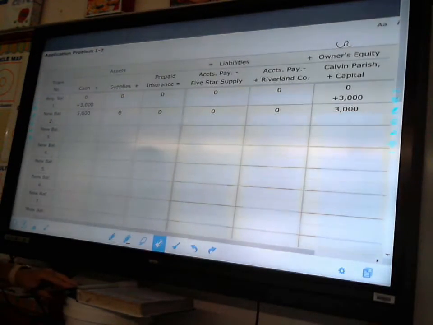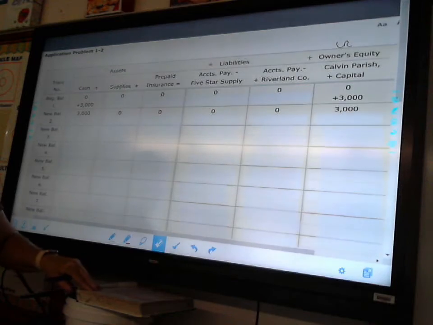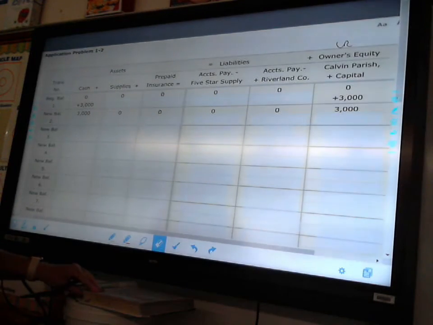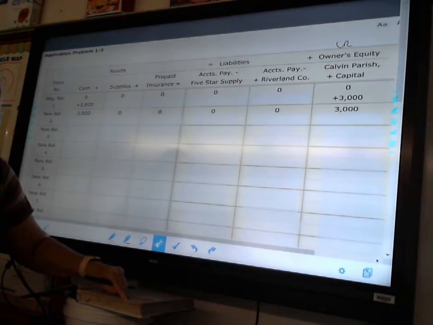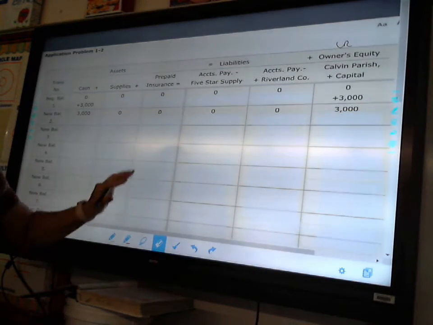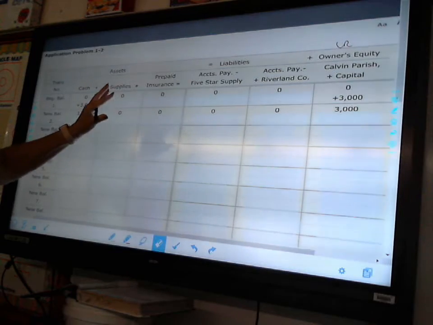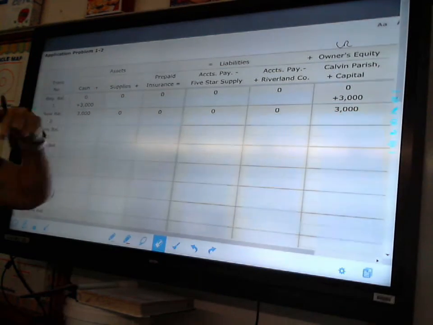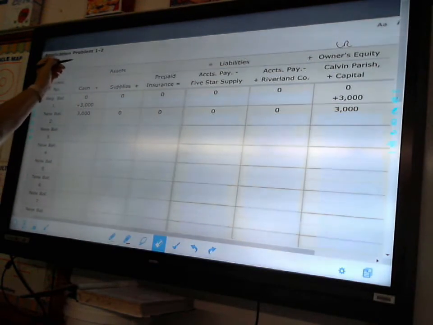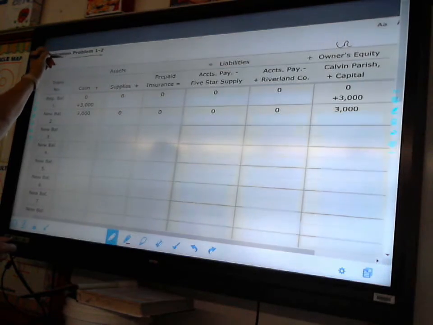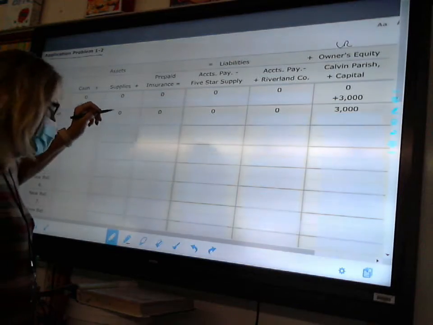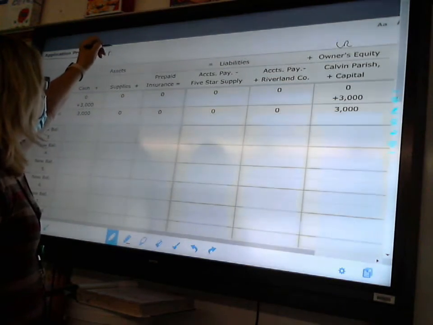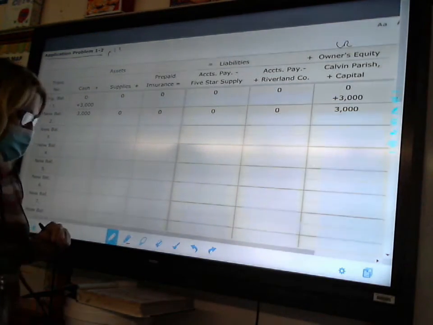Everyone, we're going to work on application problem 1-2. The first thing that you need to do is open your digital textbook to page 19. And then the second thing is you need to open the working papers. For those of you at home with face-to-face classes with handouts, you're going to look for the handout that's labeled application problem 1-2, and it'll have a P19 beside of it.